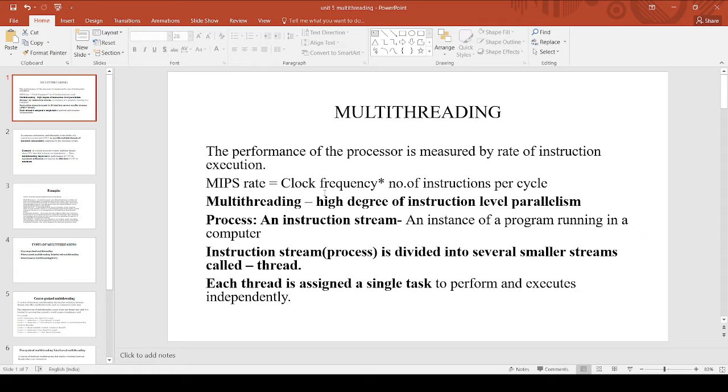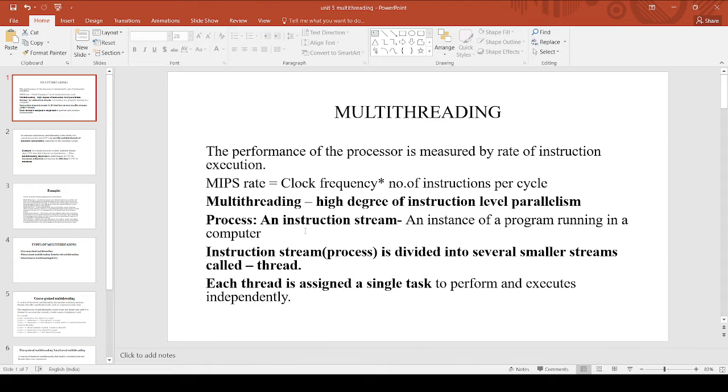Or we can increase the clock frequency. The number of instructions executed in one clock cycle can be increased using the technique of pipelining. So multithreading is a high degree of instruction level pipelining or instruction level parallelism.